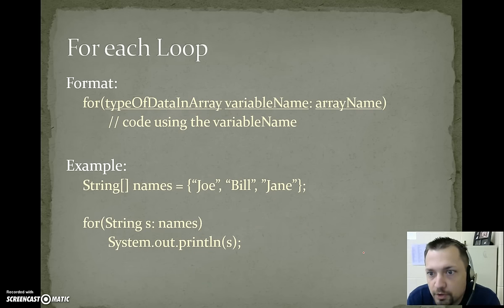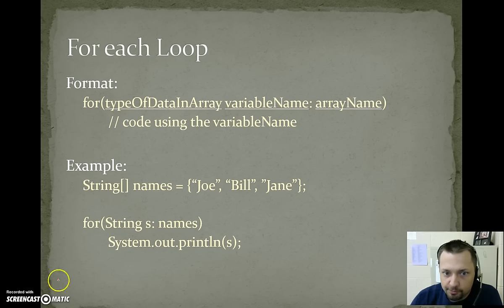A for each loop. Now in this chapter, we've reached a new type of loop, a for each. The format for it is for, parenthesis, type of the variable, the type of data in the array, space, a variable name of your choosing, colon, whatever your array is called. And then we're going to have code using that variable name. I'm going to show you an example, and this will make sense.